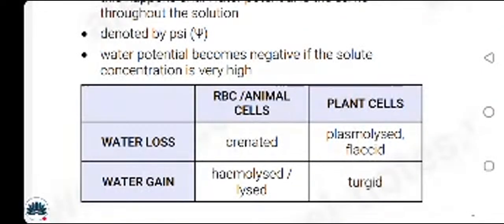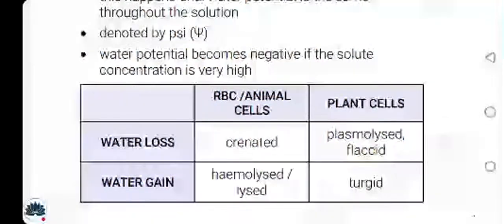Now, water loss and water gain in animal cells and plant cells. In animal cells, or RBCs, meaning red blood cells, when water is lost the cell becomes crenated, and when water is lost from plant cells, they become plasmolyzed or flaccid. When water is gained by animal cells, they become hemolyzed or lysed, and in the plant cell, it becomes turgid.